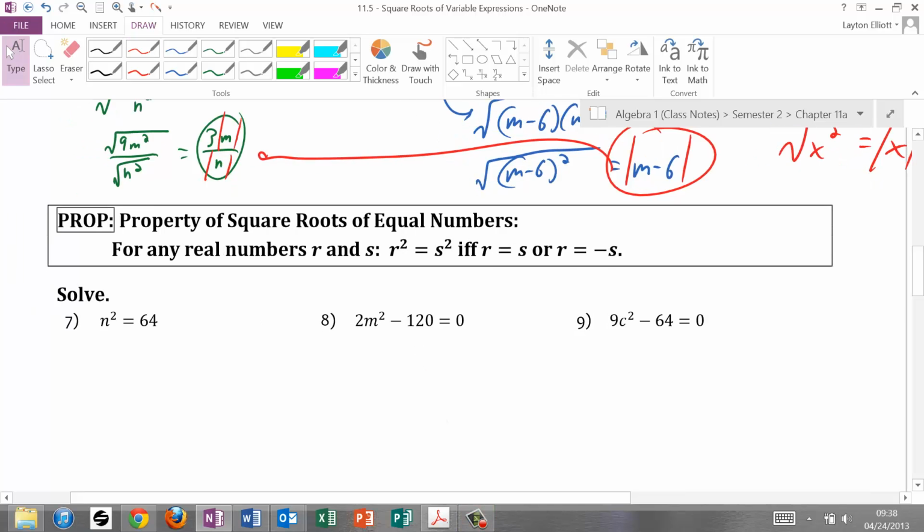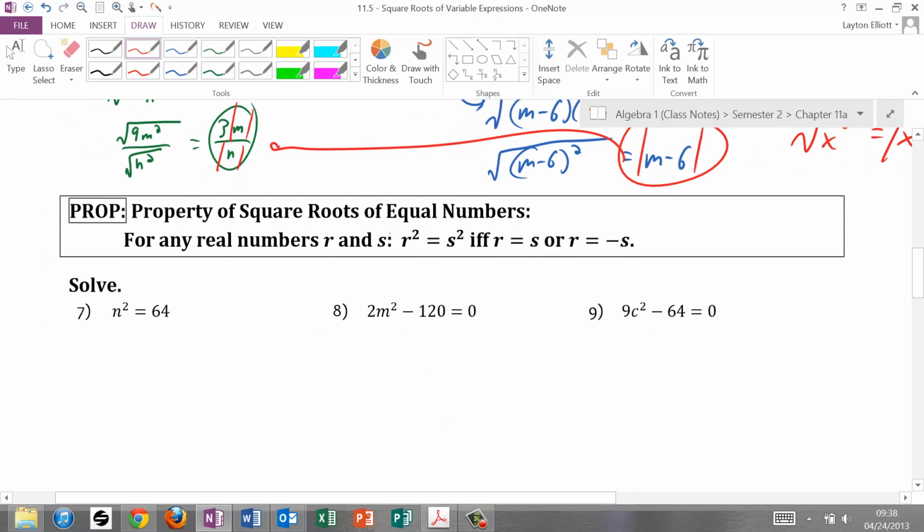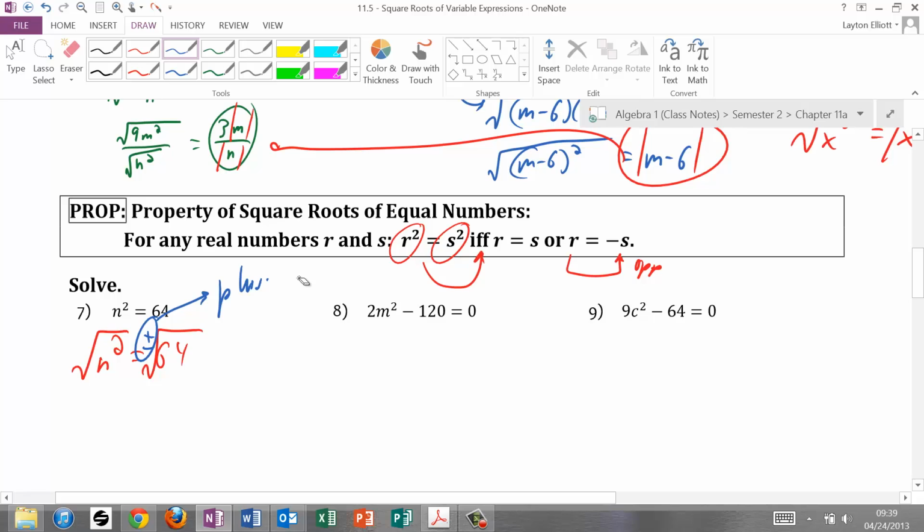So now we move on to the solves. The property of square roots of equal numbers says that if you have r and s, r squared is equal to s squared if and only if either they're equal to each other or r is equal to the opposite of s. Here's how this plays. Whenever you're the one writing a square root symbol in, so I have n squared is equal to 64, and I'm going to stick a square root symbol in, if you're the one sticking the square root symbol in, you must put plus or minus on the other side.